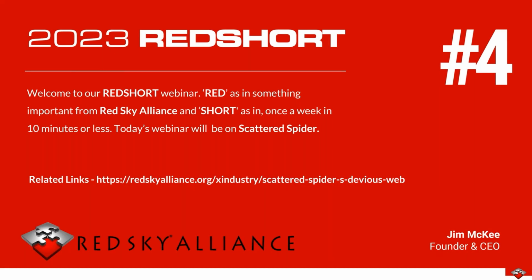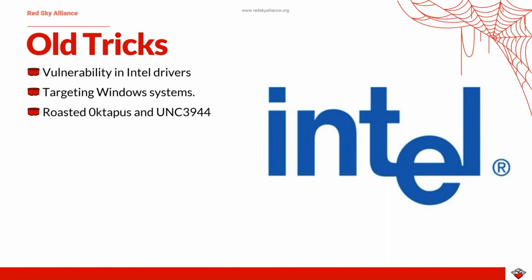The topic of my discussion this morning is don't get caught in Scattered Spider's web. Cyber criminals are still exploiting an old vulnerability in Intel drivers in an attempt to gain access to networks in a way that allows them to bypass cybersecurity protections. The attacks have been detailed by cybersecurity researchers who suggest the campaign targeting Windows systems is the work of a cyber criminal group they track as Scattered Spider, also known as Roasted Octopus and UNC3944.